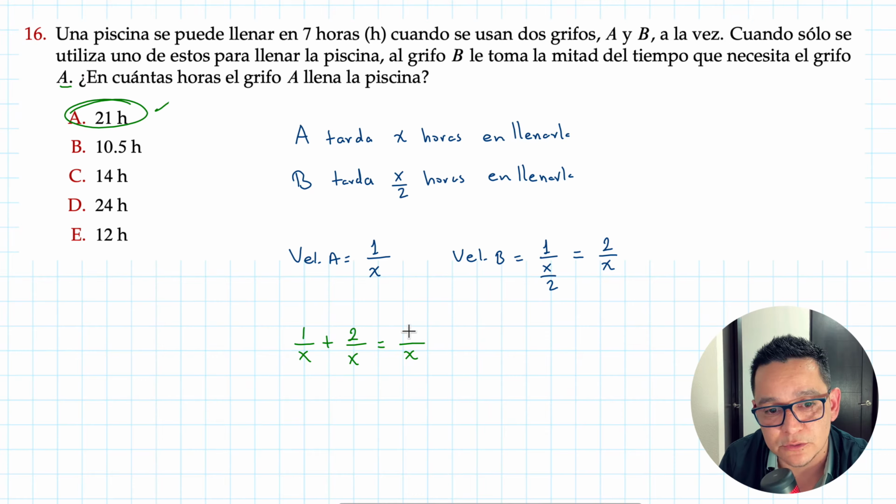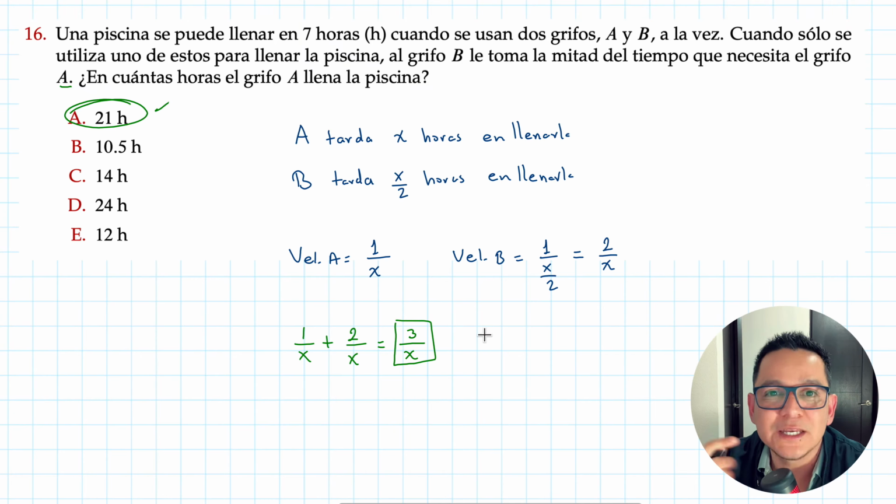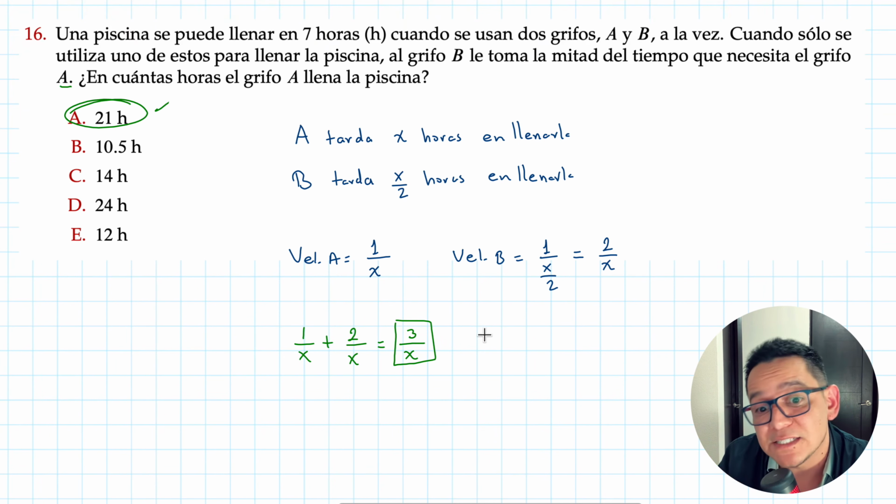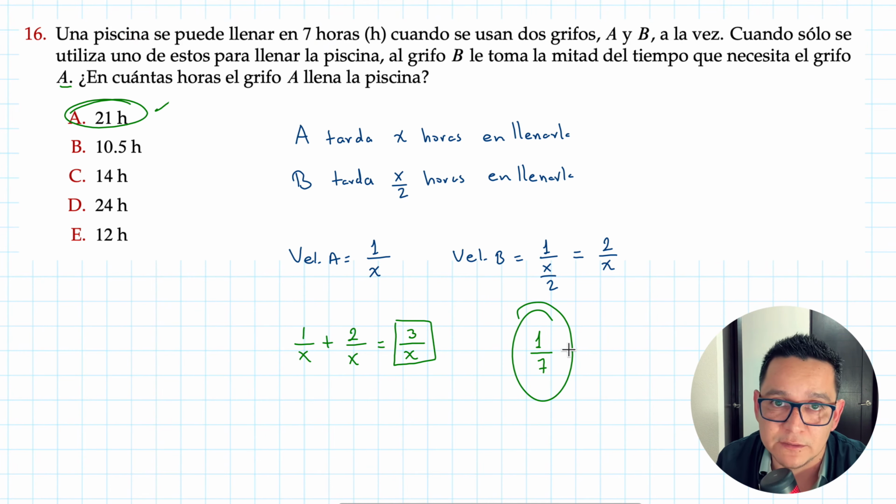1 plus 2 is 3. This one is already correct. It's the combined speed, right? Now remember that we also have a value for the combined speed, even though they are not giving it to us directly. But we already know that it takes 7 hours to fill a pool. We agree. This is a speed after all. Right. A speed of filling one pool every 7 hours.